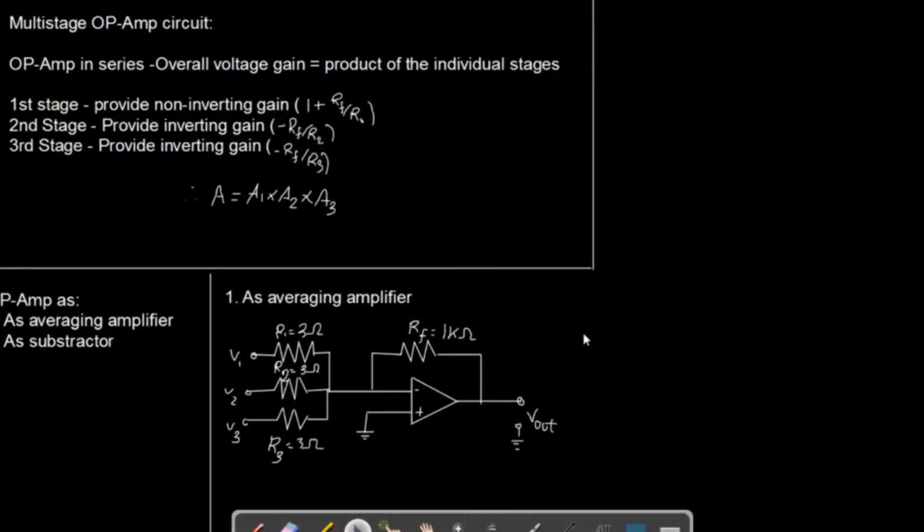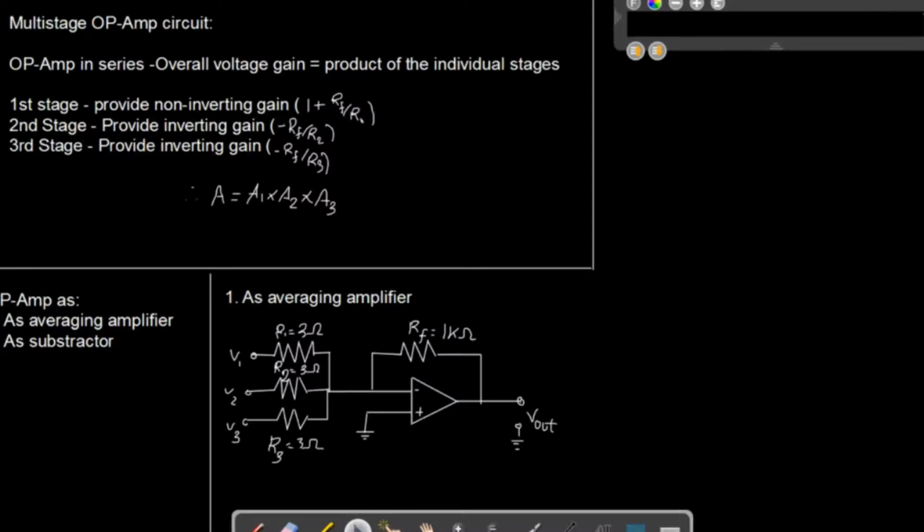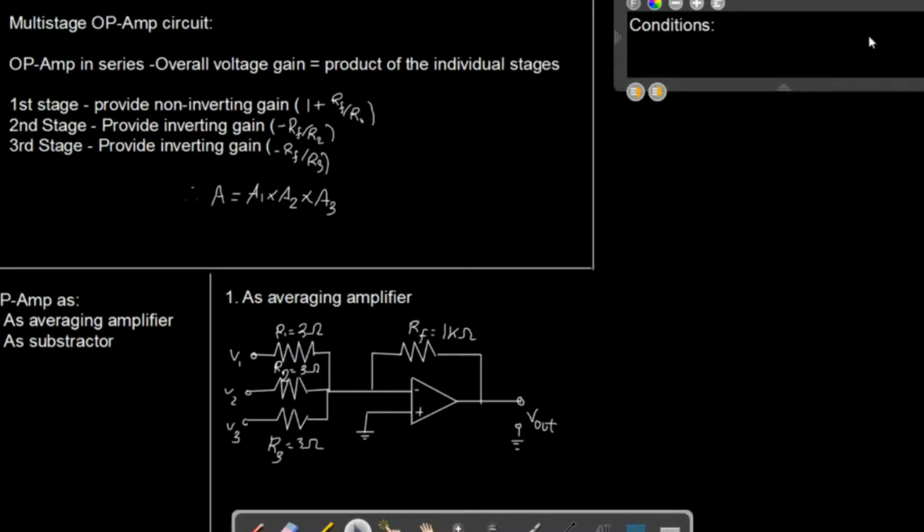Let's just do certain calculations, but before that, if you want to use it as an averaging amplifier, certain conditions need to be fulfilled. Any circuit cannot be used as an averaging amplifier. One of the conditions I think is already visible to you. Why are these 3 resistors equal? They should be equal, and why it is 3, there is also a reason for this. So this is the condition that we are going to look into.